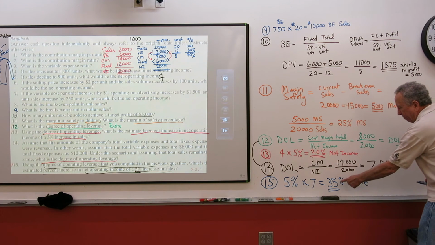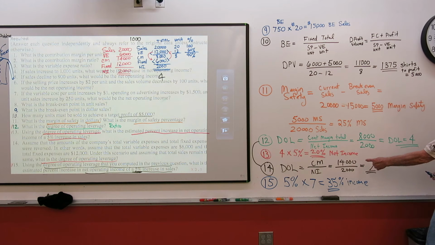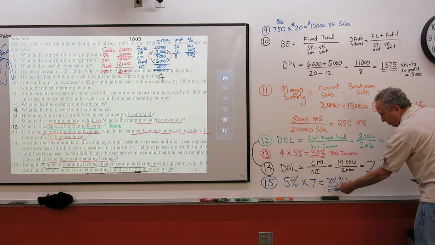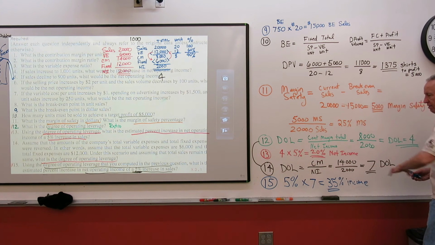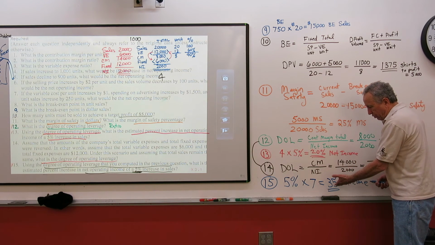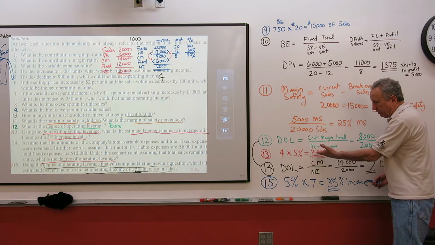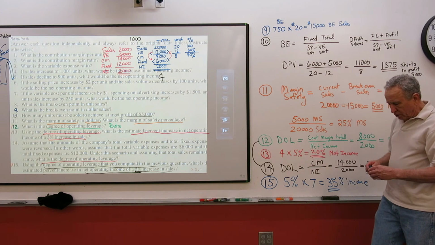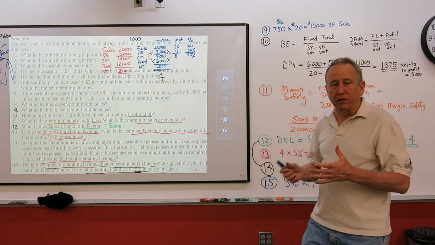Now, is 35% better than what we calculated before, which was 20%? Yes, it's better. But you can take that and flip it. If volume goes down, you'll lose 35% under this method, and you'll only lose 20% under the other. So all this depends on what you consider your level of risk.